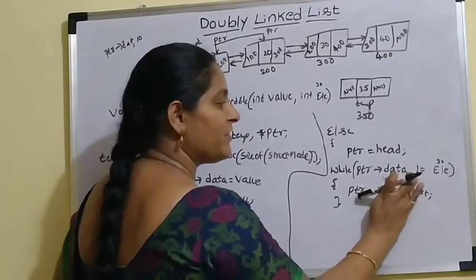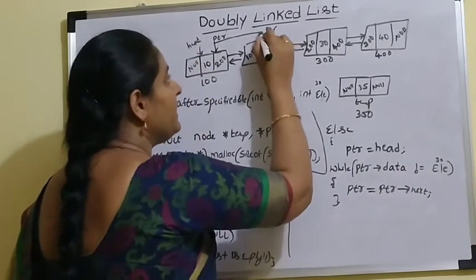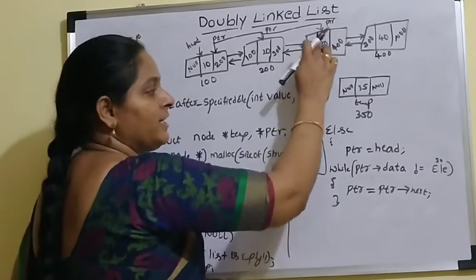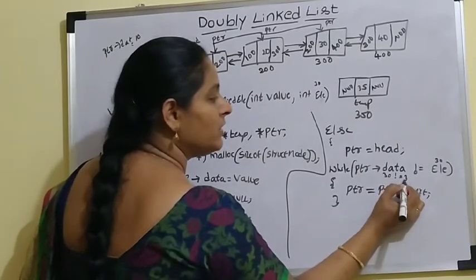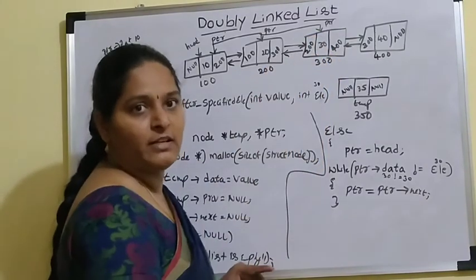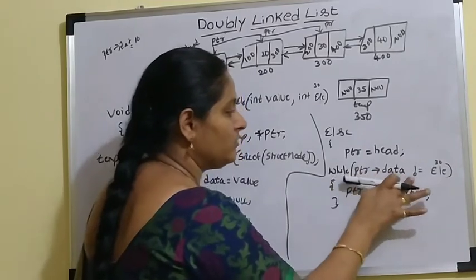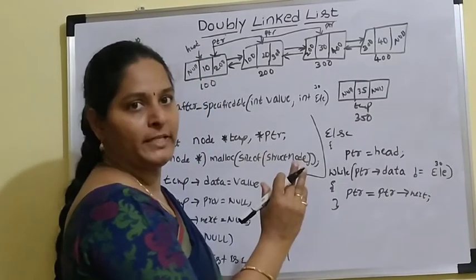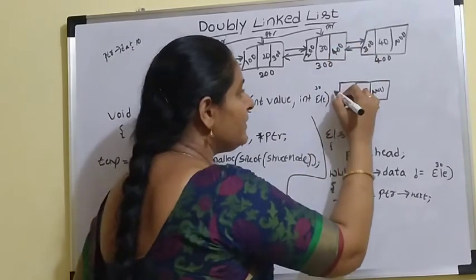Condition satisfied, so we enter into this loop: PTR equal to PTR next. PTR comes to the next position. Now PTR data is 30. 30 not equal to 30? Condition failed. That means we have identified the element in the list, so we come out of this block. Coming out of this while loop means we found the element. Now once you have found the element, you need to connect this element with the temp node.